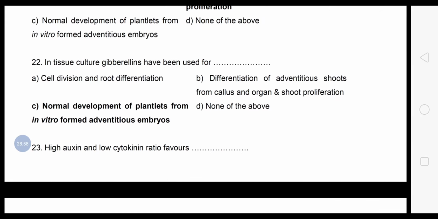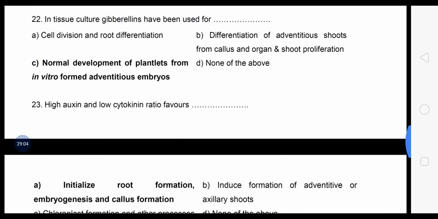In tissue culture, gibberellins are used for normal development of plantlets from in vitro formed adventitious embryos. Where do we use gibberellins? Normal development of plantlets from in vitro formed adventitious embryos.